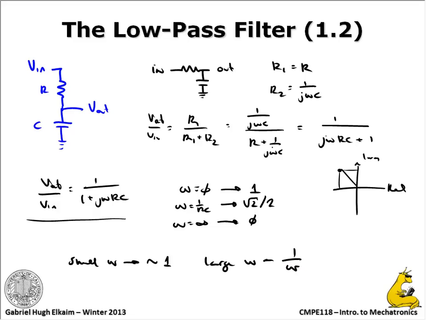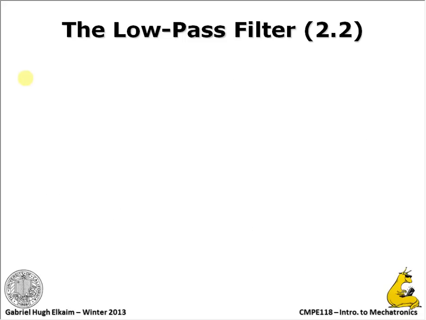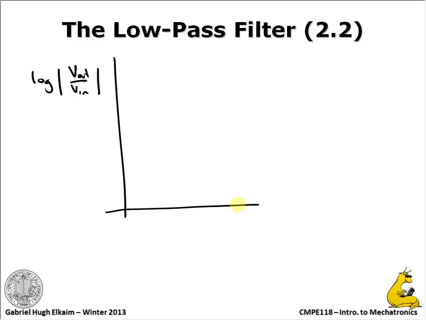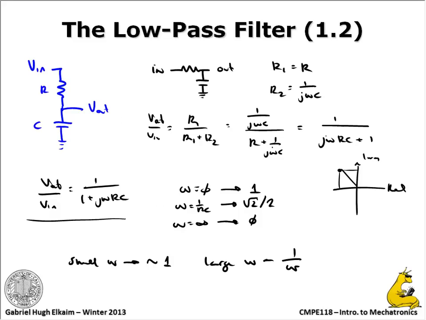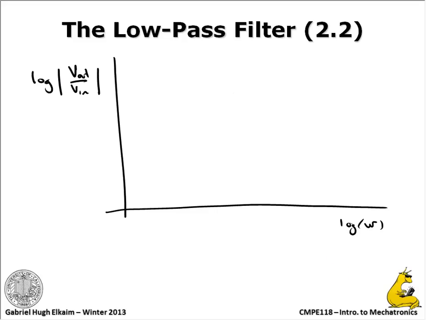So I'm going to plot this as log of V out over V in versus log of omega. The reason I want to do log of omega is because this looks a lot like omega to the minus 1, which means on a log omega plot, this has a slope of minus 1. So here's omega is 1 over RC. It's the RC time constant, and it's going to be 1.